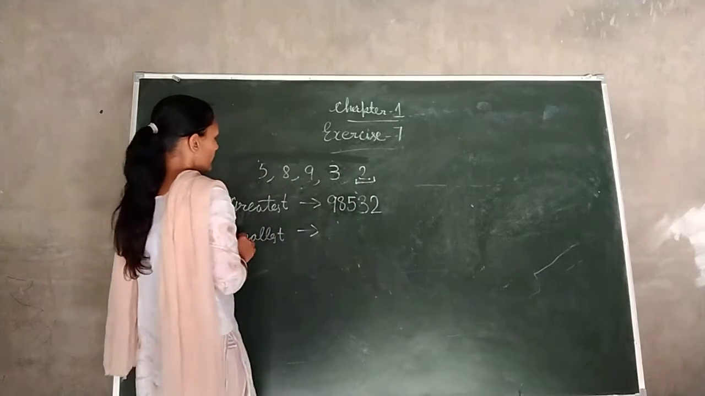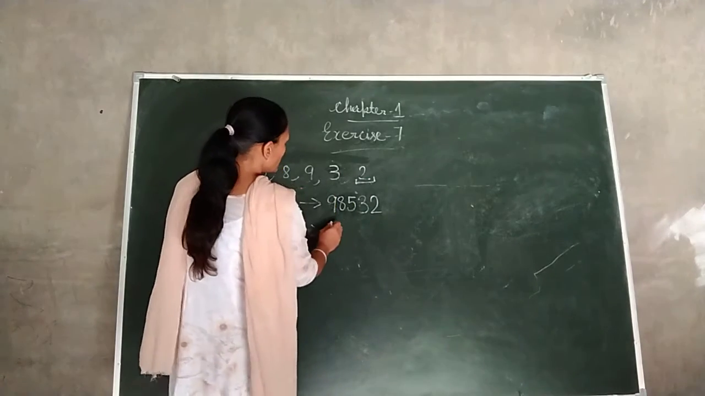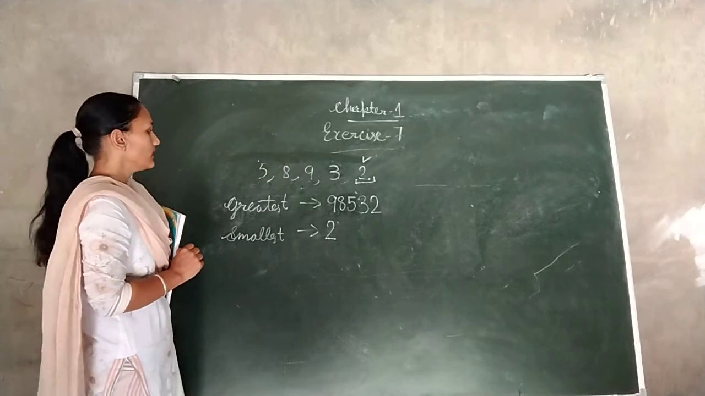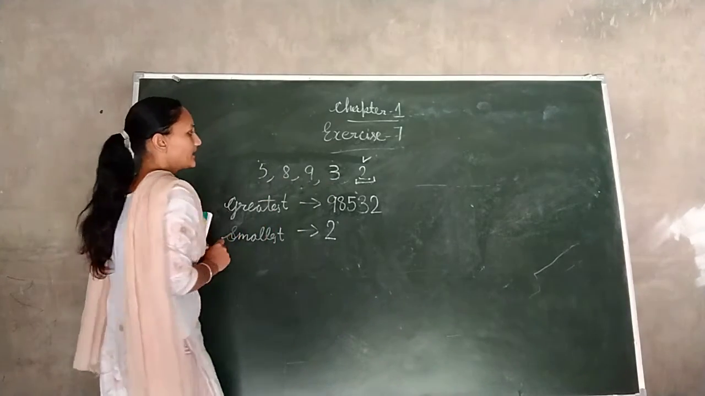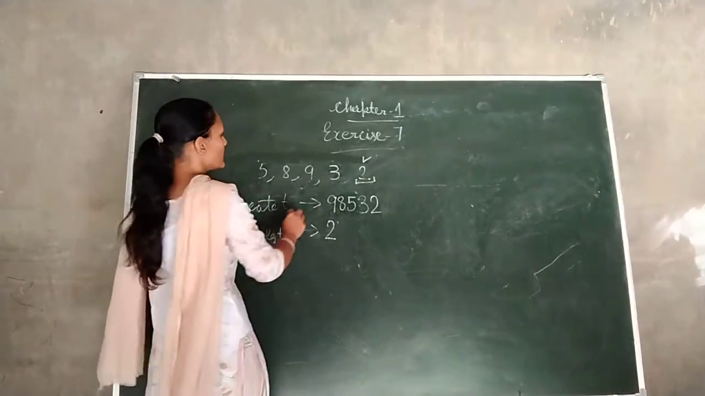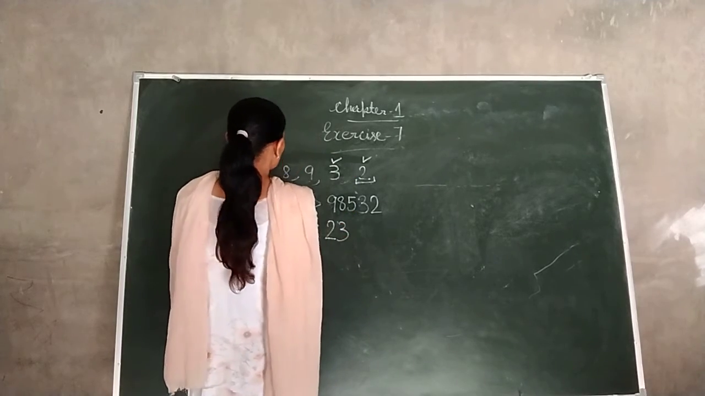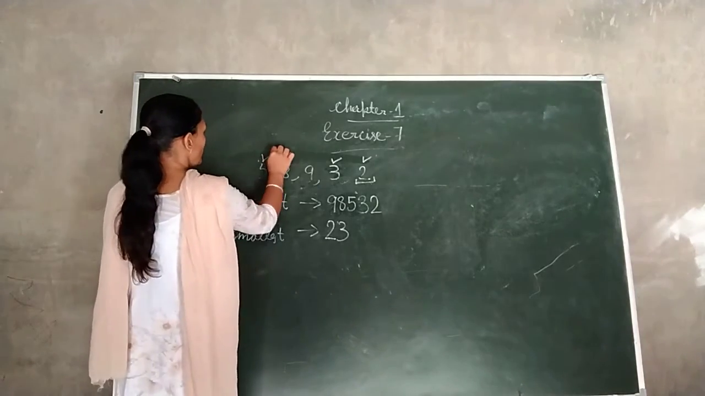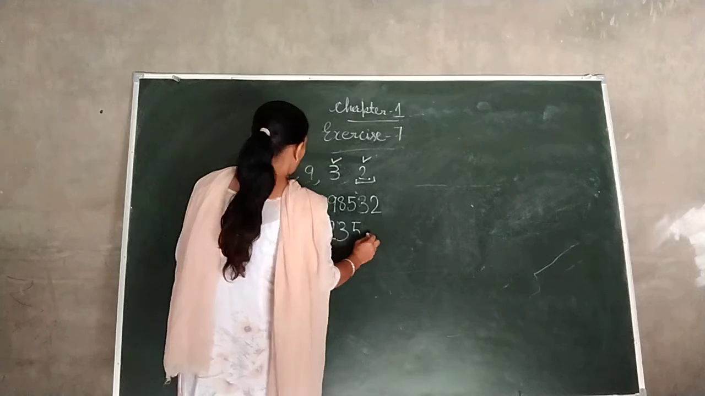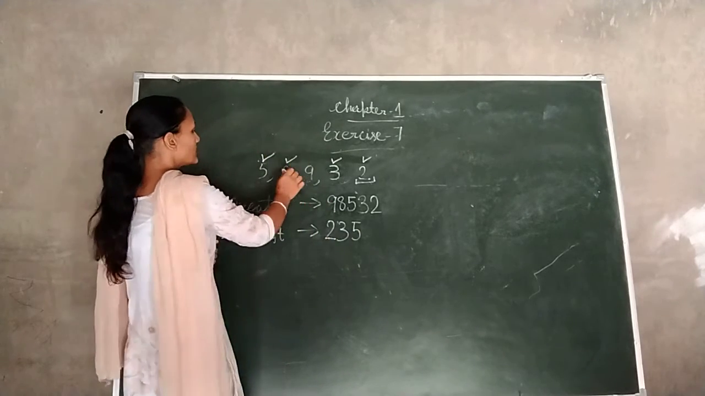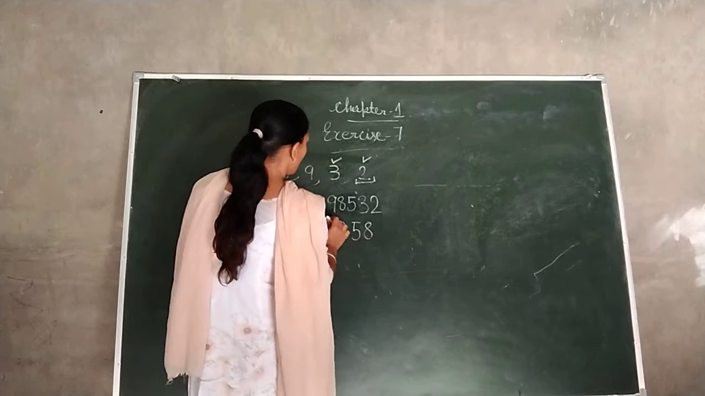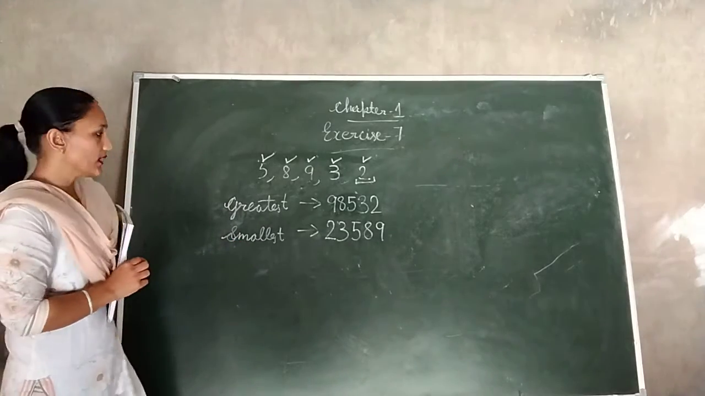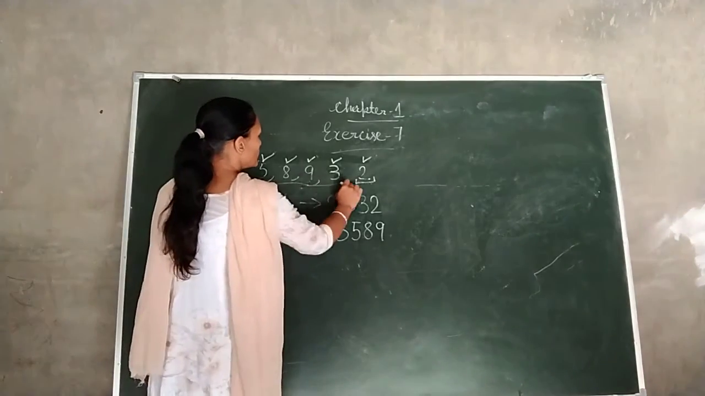So first of all we will find the smallest number, 2. We write 2 as the starting digit. Next we have 4 digits, and which is the smallest among these digits? 3. So we will write 3 here. Next we have 3 digits, and which is the smallest? 5. So we will write 5 here. Next we have 2 digits, 8 and 9. Which is the smallest? 8. So we will write 8 here. Next we have 9. So now this is the smallest number that we have made by using these digits.